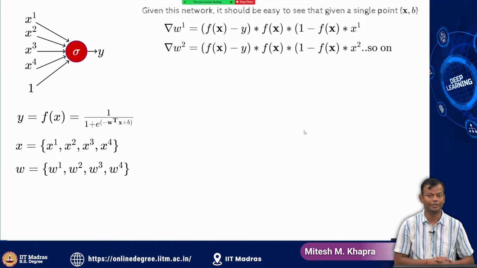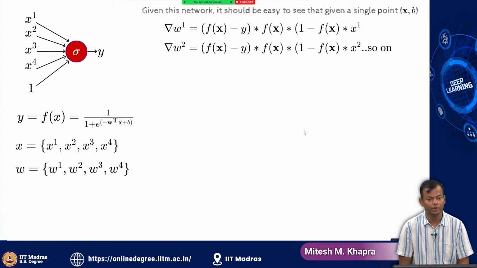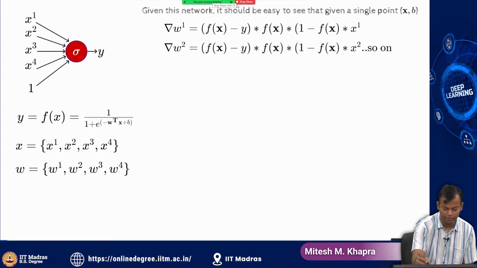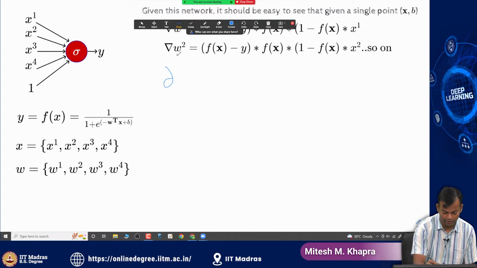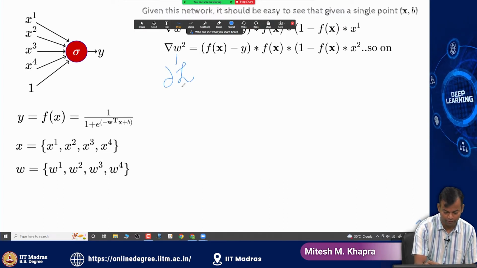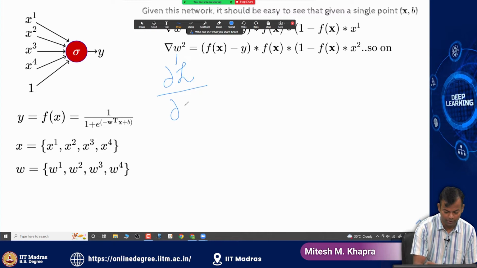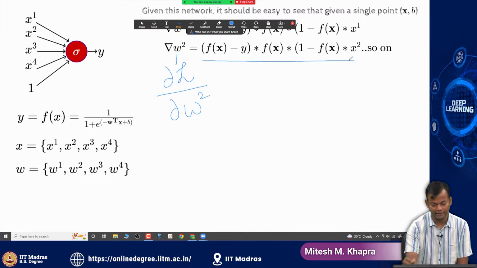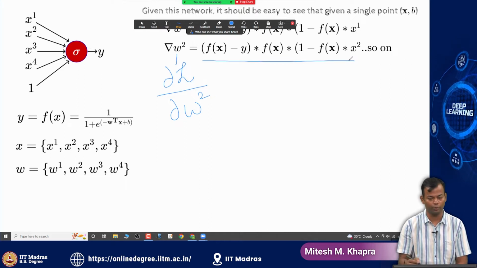Similarly, for the second weight w2, the derivative of the loss function with respect to the weight, right? So this quantity here is the derivative of the loss function with respect to the weight w2, and if you solve for that, you will get this as the answer. And this is not very different from what we had already done, right?